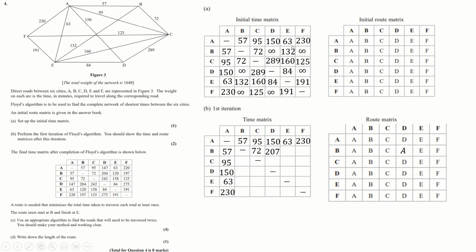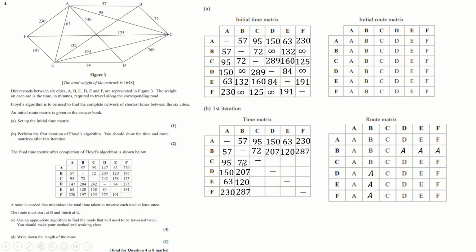Then to E, so it's currently 132, B to A is 57, plus 63 I think is less than 132, so we'll go via A there as well. And then F, well this is definitely going to work because we can go B to A, then A to F. 57 plus 230 is less than infinity, so we'll replace that with an A as well. And then of course all of these ones are just mirrored with these, so I'll just fill those in as well and replace all those with A's as well.